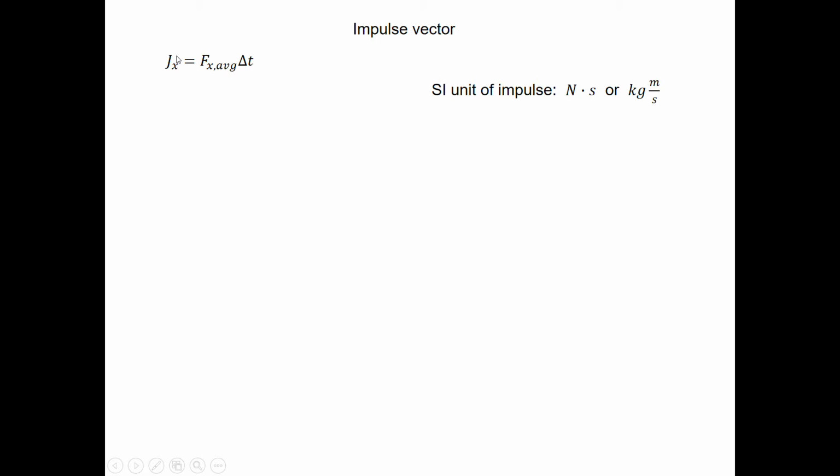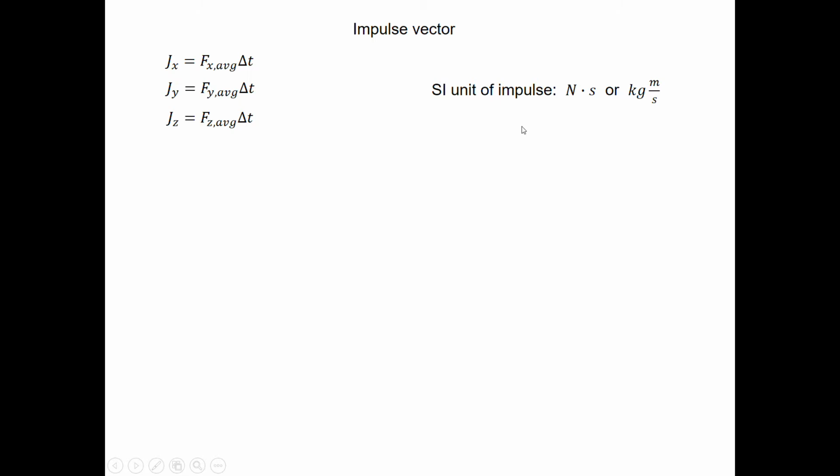So the symbol for impulse is J. The x component of impulse is equal to the average x component of the force we're focusing on, like the wall force, times delta t. And we can see the units of impulse are newtons times seconds for SI units. Or if you want to express those in terms of more fundamental units, you could write out a newton as a kilogram meter per second squared, and then simplify things, and you get kilogram meters per second is also a unit of impulse. They're two equivalent ways of expressing it.